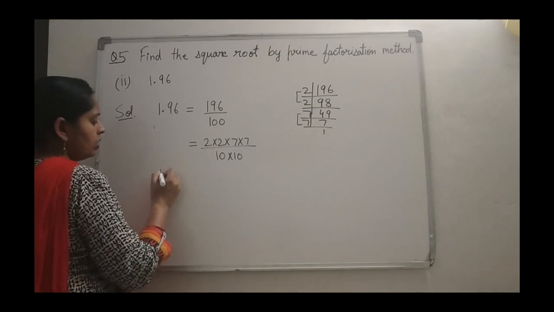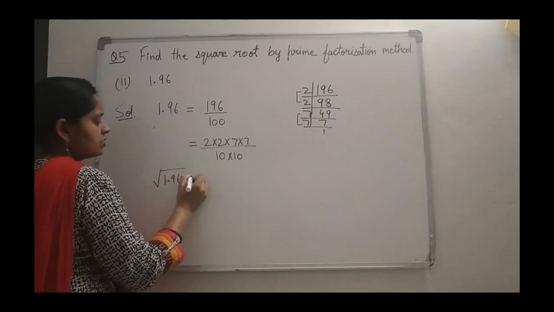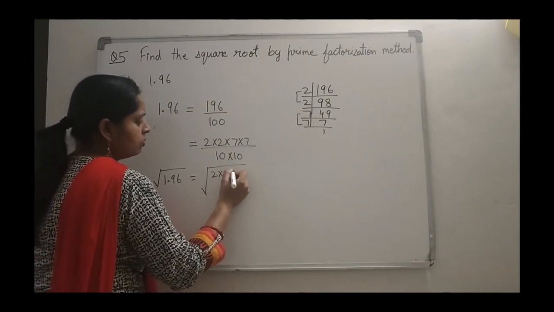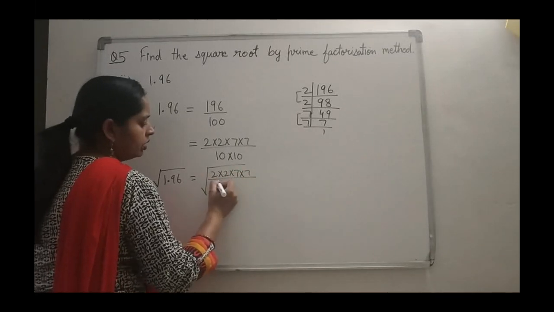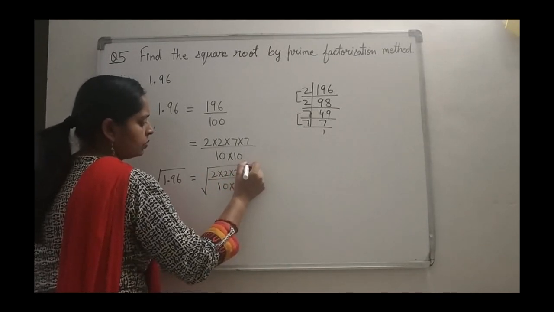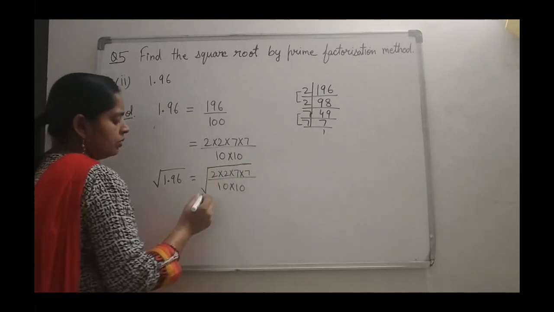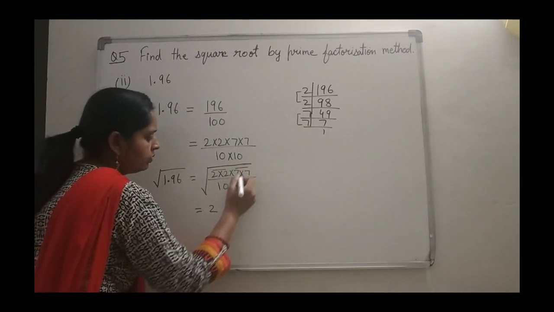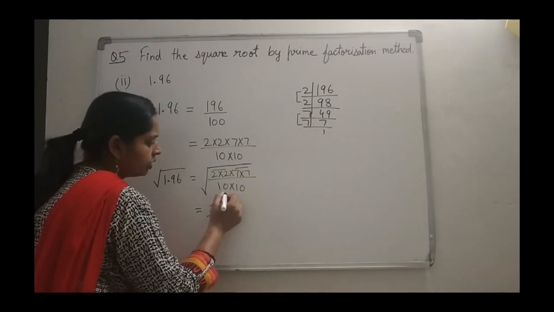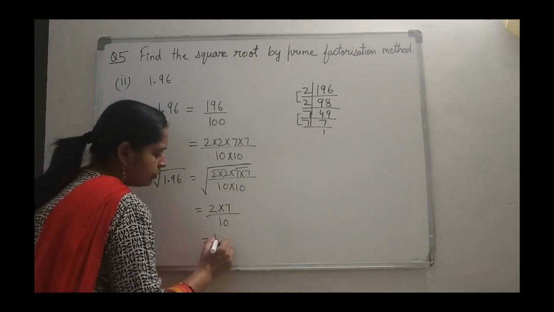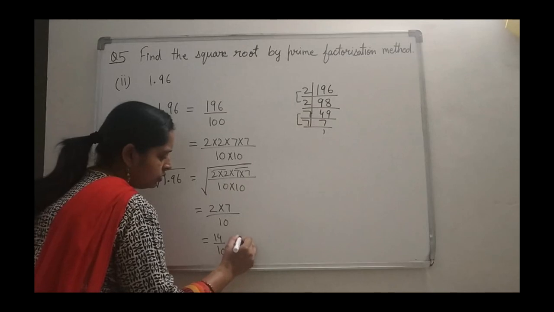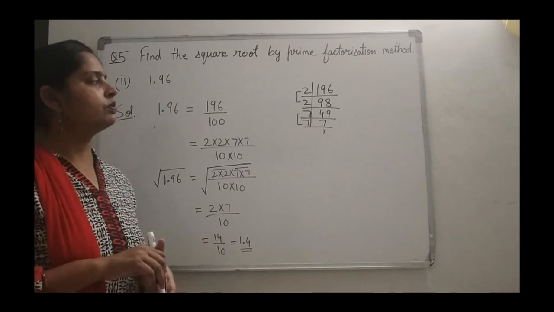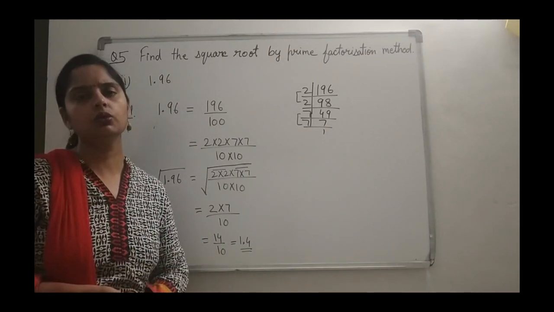Now we have to find the square root of 1.96. So that will be equal to the square root of this term, that is 2 into 2 into 7 into 7 upon 10 into 10. So root term is there. So from each pair only one term will come out. From this pair one 2 will come out. From this pair one 7 will come out of the root, and from this pair one 10 will come out. So we got 14 upon 10, that is equal to 1.4. So square root of the decimal also we have taken out through prime factorization. Okay, thank you. Complete your exercise.